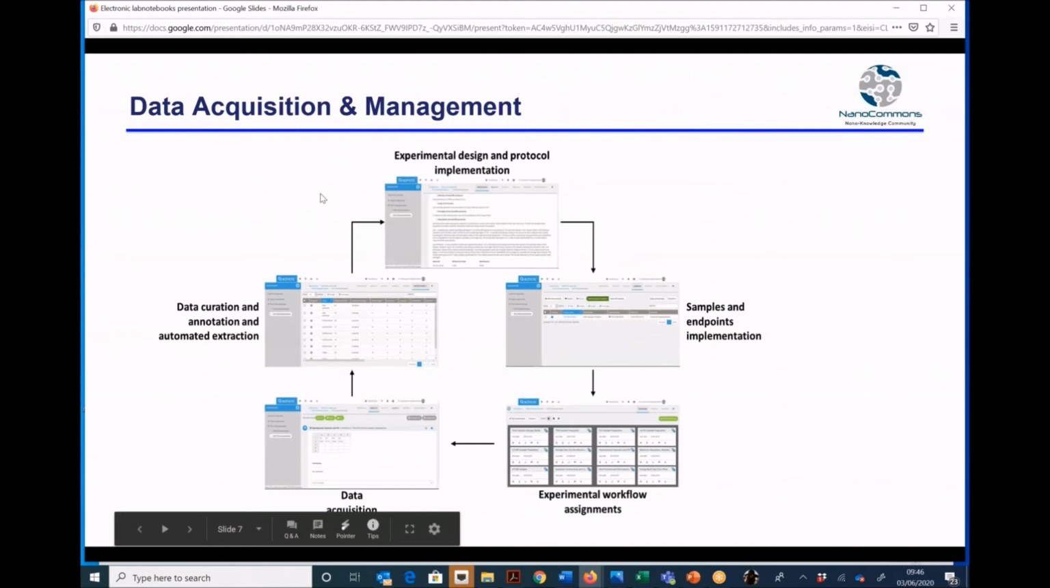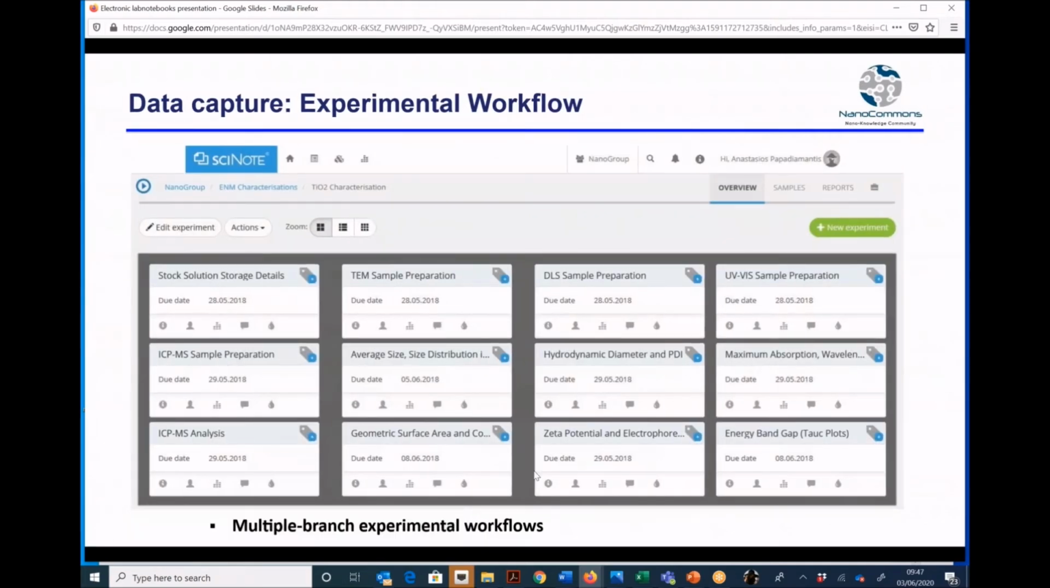So basically it allows us to set up a whole workflow for the whole data management. So we can set up initially our experimental design and protocols, so we can pull in our existing protocols. Then we can set up all of the samples and endpoints that we want. So again, if we have a unique identifier for each nanomaterial that we're working with, and then we make our list, we can set up our experimental workflows, then acquire our data into a fixed and predefined template, and then do the curation and annotation. This is then just a slightly closer look at each of them.